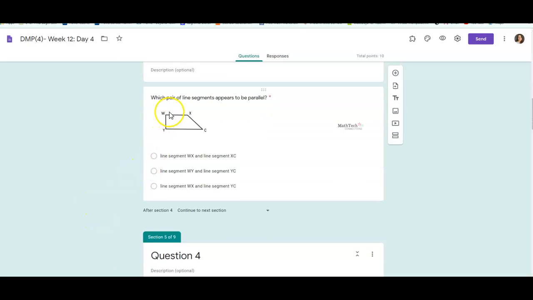Question 3. Which pair of line segments appear to be parallel? Remember, parallel lines are lines that go on forever. They will never intersect. So which one of these lines will never intersect? Line segment WX and XC, or line segment WY and line segment YC, or line segment WX and YC.